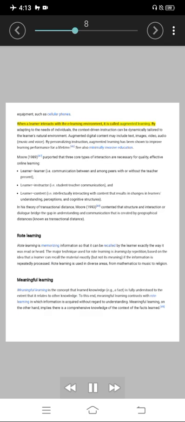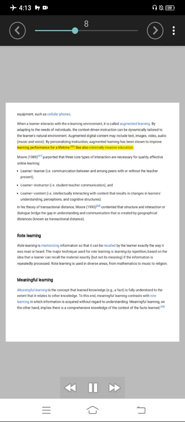By adapting to the needs of individuals, the context-driven instruction can be dynamically tailored to the learner's natural environment. Augmented digital content may include text, images, video, audio, music and voice. By personalizing instruction, augmented learning has been shown to improve learning performance for a lifetime. See also minimally invasive education.